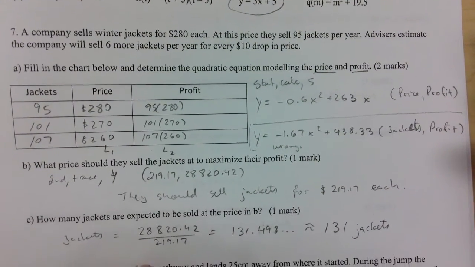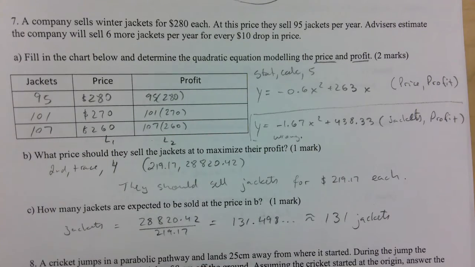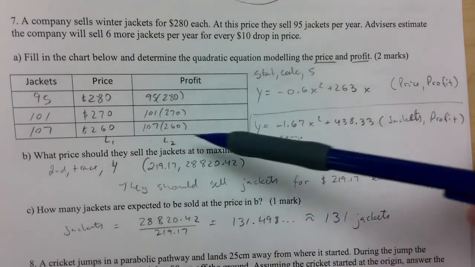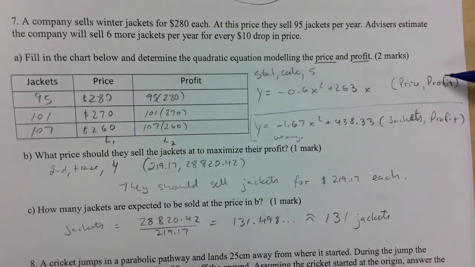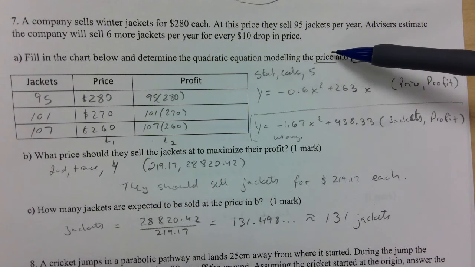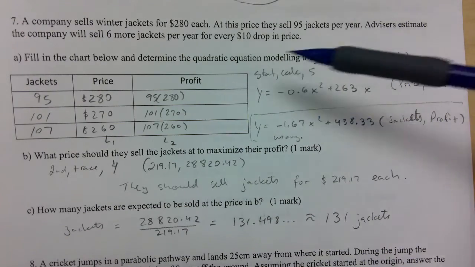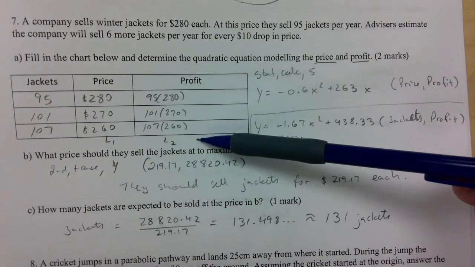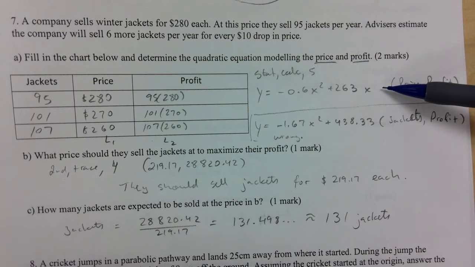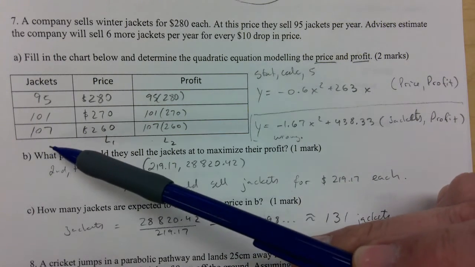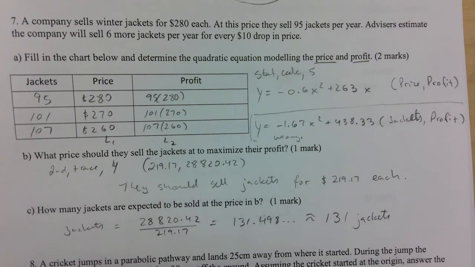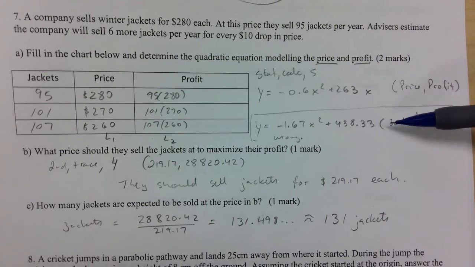7, it was the winter jacket question. That was a revenue type scenario. And so you got 1 mark for filling this in. Some of you mix these up. You got 1, and it was supposed to be the equation of price and profit, right? Relating those two. So this goes into L1, this goes into L2. So this is the equation I was after. This is the one you would get if you put jackets into L1. Okay, so that one was wrong. You lost a mark there.